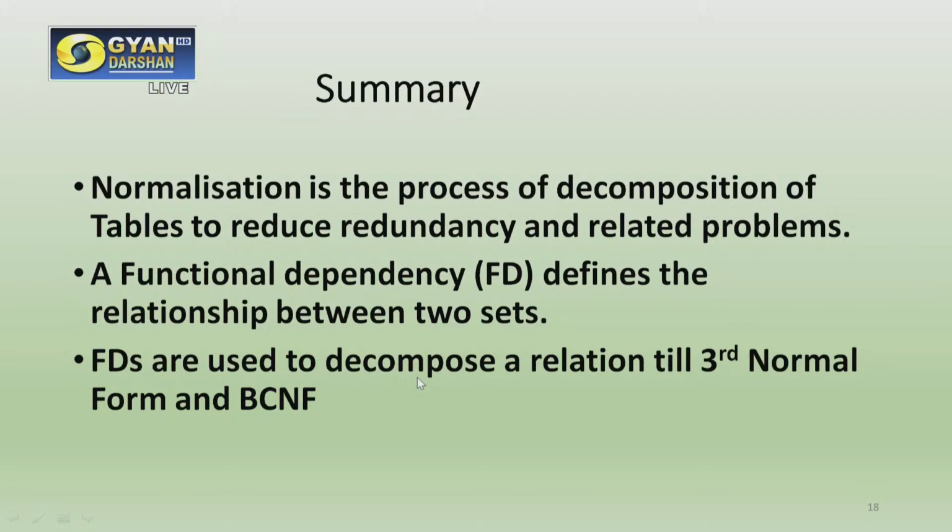Then FDs are to be used to decompose a relation till third normal form, and BCNF. BCNF we have not discussed here, but Boyce-Codd normal form is also a very important normalization step, which comes after 3NF. But normally in the industry, most of the things are done till 3NF. That is why we have considered the decomposition till 3NF. However, BCNF is available in your course material, and you can have a look at it in more detail.